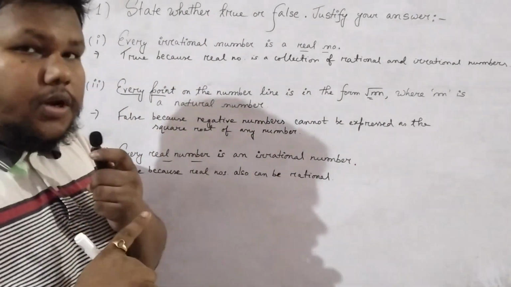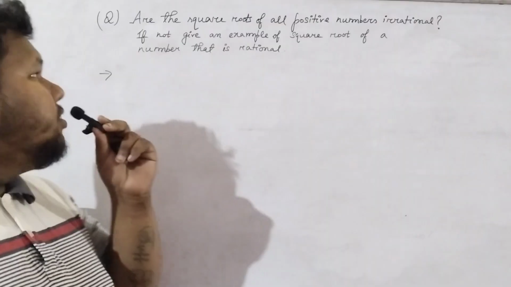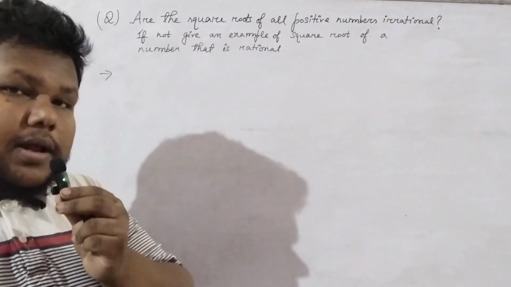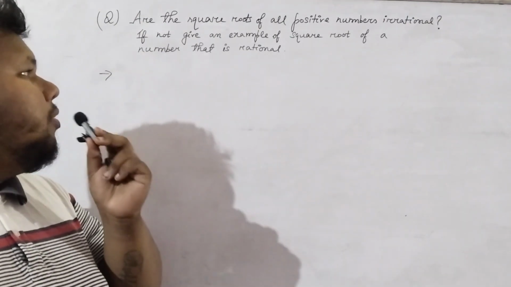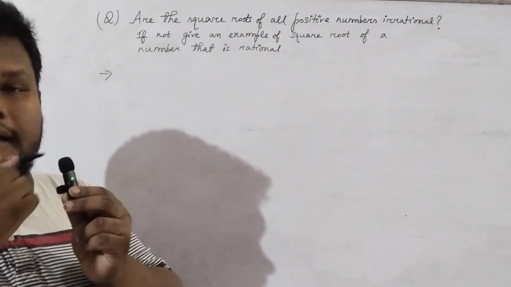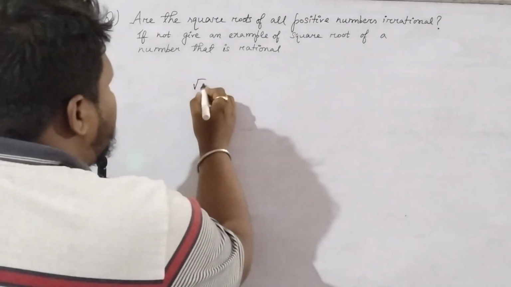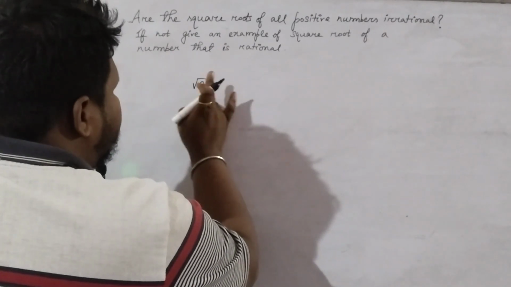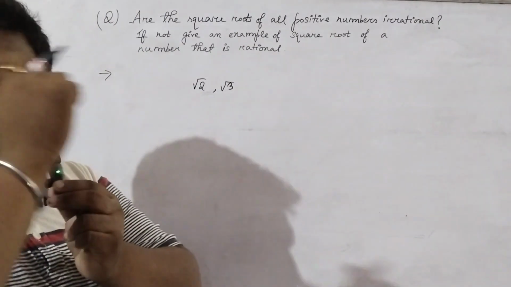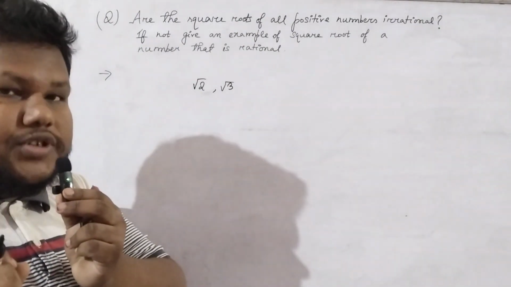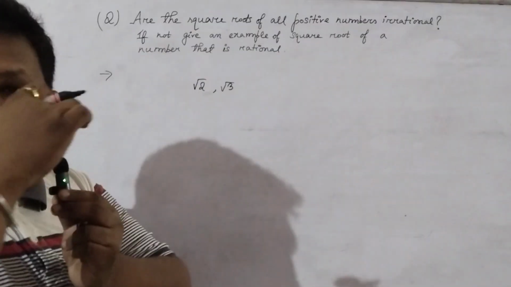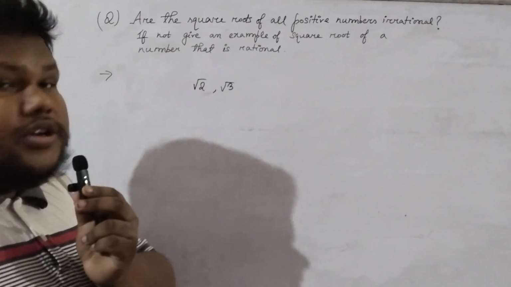So we have solved question number 1. Now let us move to the next question. Question number 2. Are the square root of all positive numbers irrational? If not, give an example of square root of a number that is rational. Okay. Now, irrational numbers example I have shown you, like root over 2, root over 3. And the reasons also I have told you, because when you will find the square root of this number by long division, then what you will get? You will get non-terminating decimals, and they are non-recurring also. So they are irrational numbers.